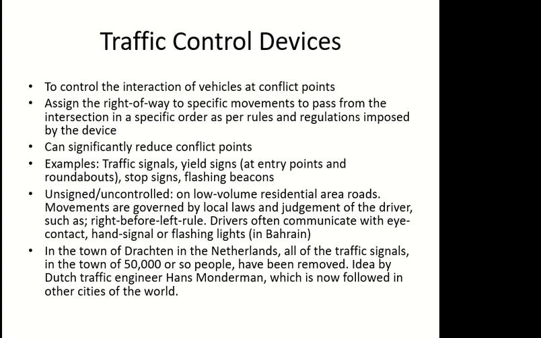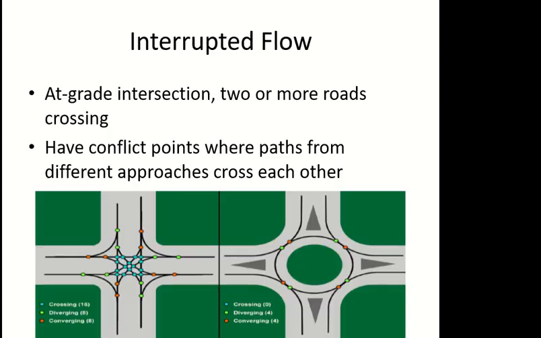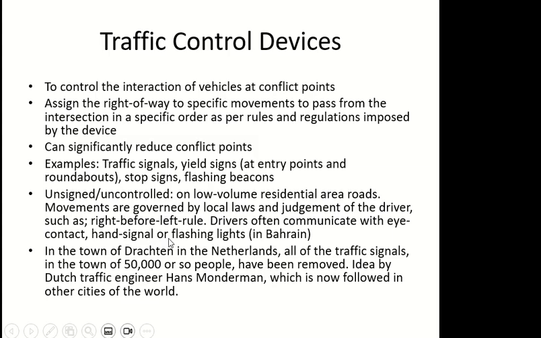Okay, so if you compare between these two examples, you will see that all these crossing points can happen if I am not using the roundabout. When you use the roundabout, the conflict points reduce. So this is the function of a traffic control device.